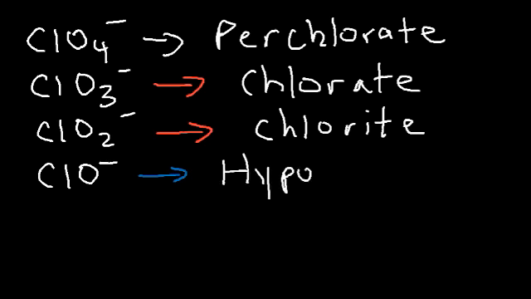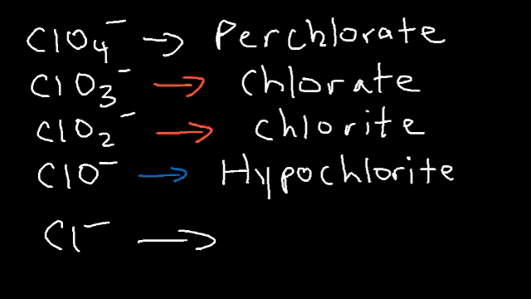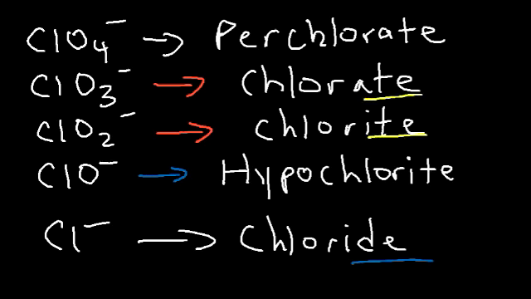Hypo means below or less. So hypochlorite has 1 less oxygen than chlorite. Cl minus is a monoatomic ion. It's an ion composed of 1 atom. Monoatomic ions usually have the suffix ide. When you see that, there's no oxygen attached to it. When you hear the words ate and ite, typically that element has some number of oxygens attached to it.